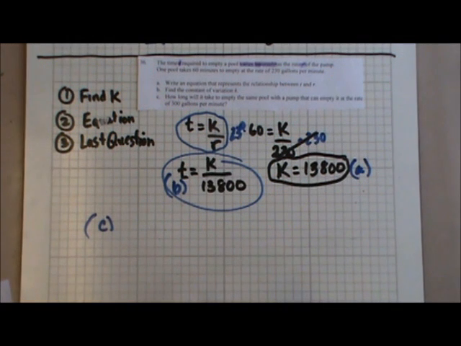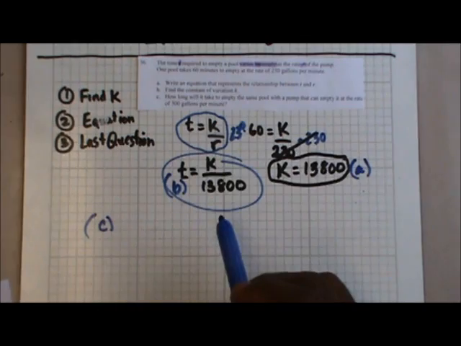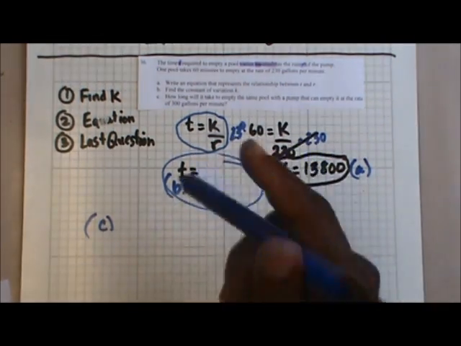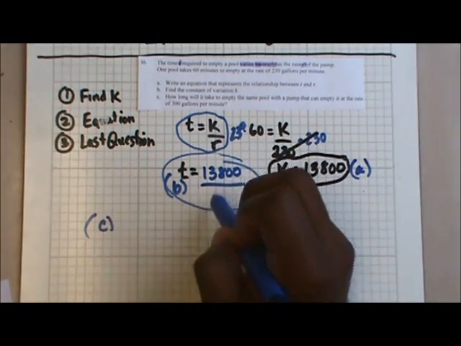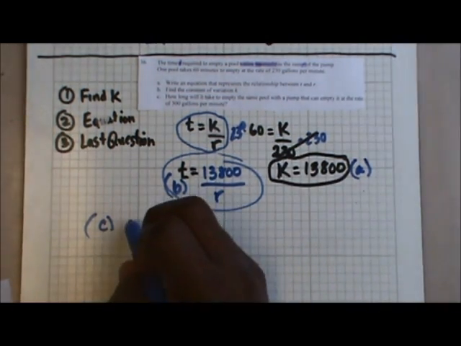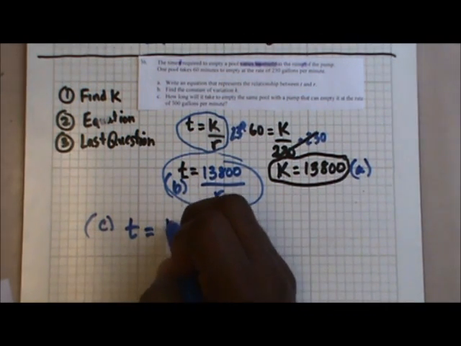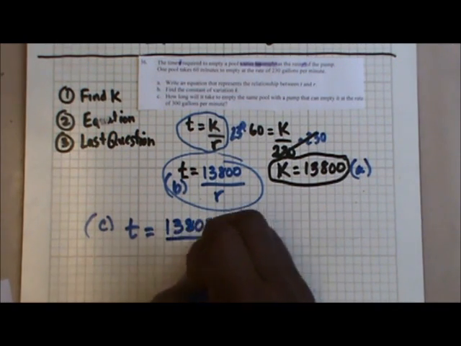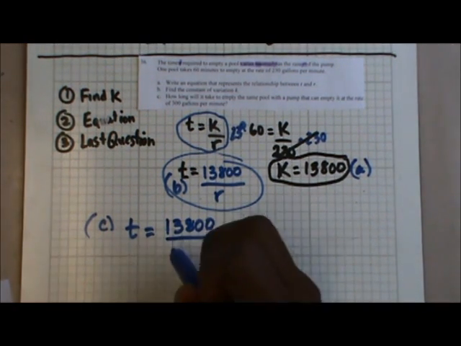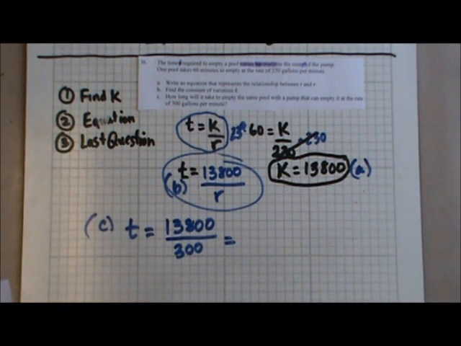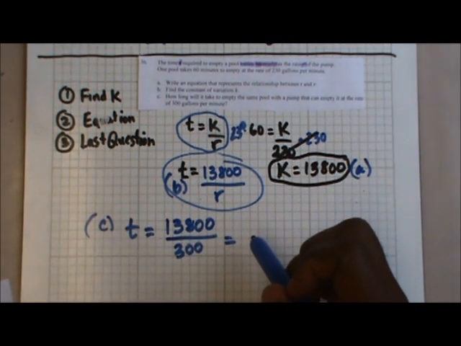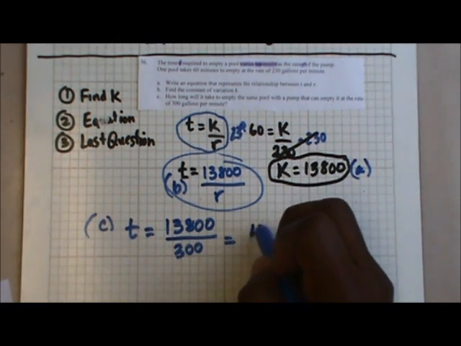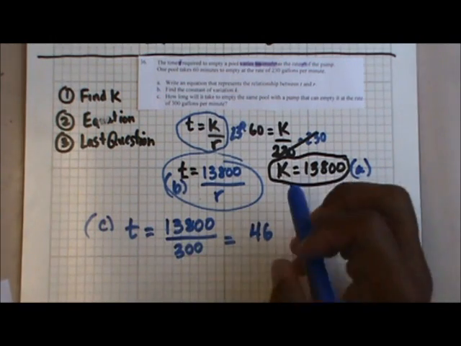C says, how long will it take to empty the same pool with a pump that can empty at a rate of 300 gallons per minute? So, oh, I'm sorry, this is wrong. It should be 13,800 over R. So if that's the case, we have T. It says how long? 13,800 over 300. And remember your time in this case is going to be equal to 46, and we're talking about in minutes, so it's 46 minutes.